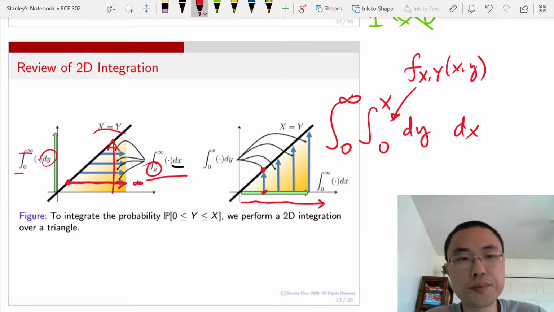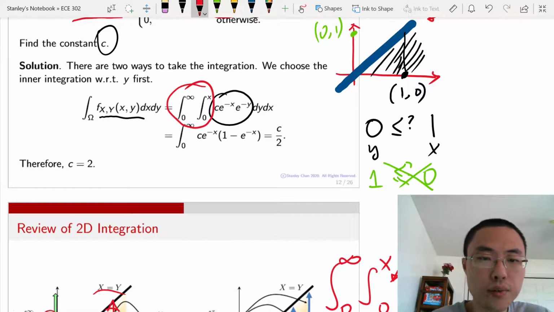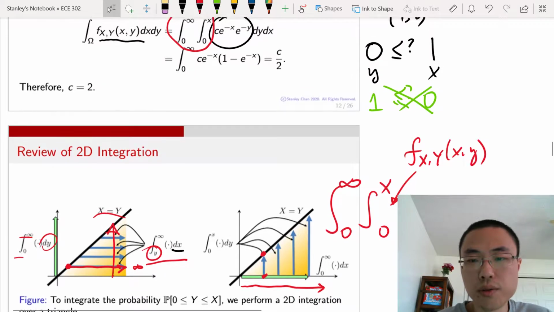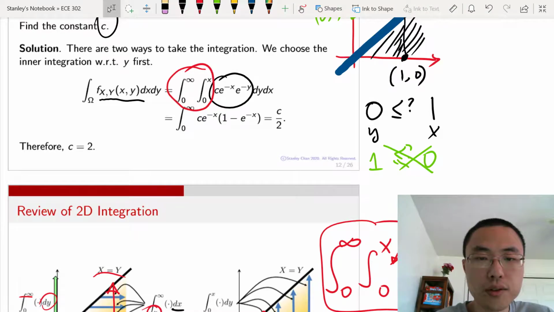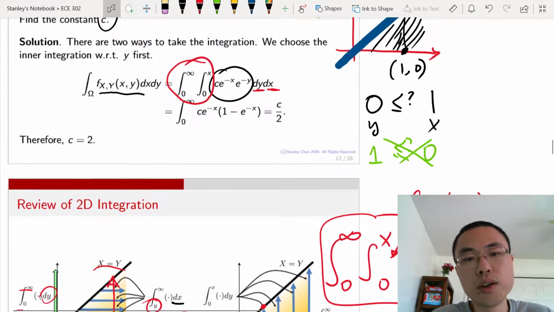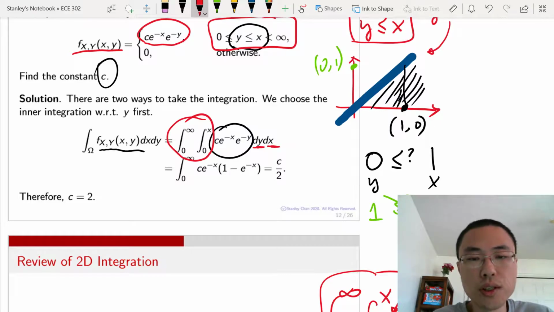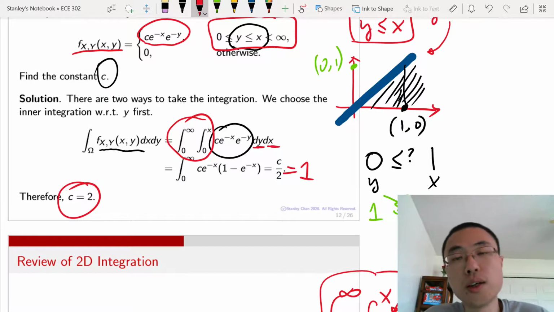This is just calculus. So now you see why we have the limits from 0 to infinity and 0 to x. This is because I'm integrating with respect to y first and then x. The same holds if you want to try the other approach. If you plug that in, you will be able to show that this integration gives you c over 2, and equating this to 1, you get c equals 2, which is the answer of this problem.